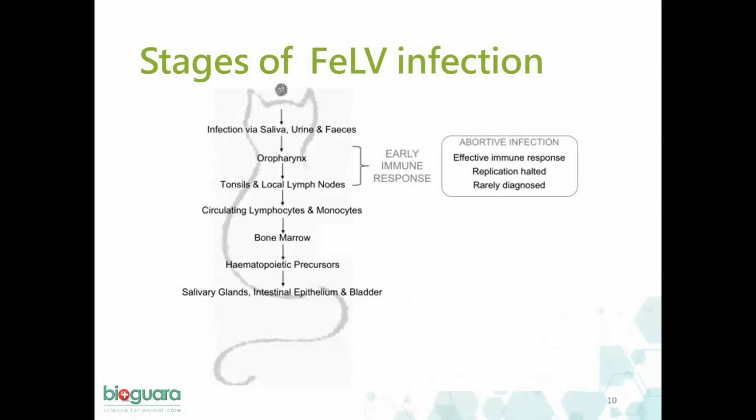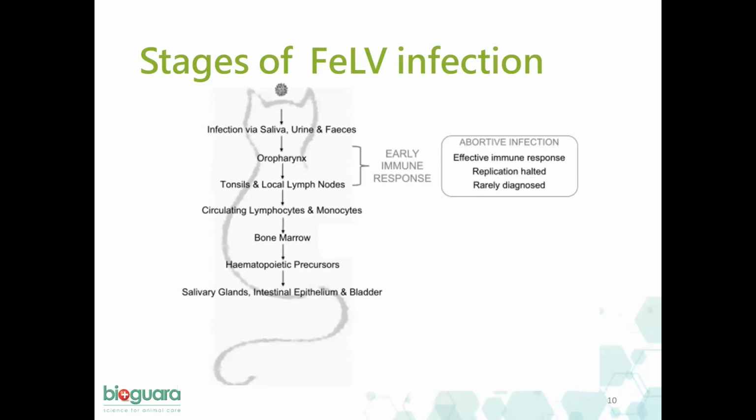If the immune system successfully eliminates the virus before it can integrate into the cat's lymphocytes, which are a type of white blood cell that is part of the immune system, then the only indication of the FeLV infection during this stage is the presence of antibodies. These antibodies are the proteins produced by the immune system to neutralize the virus.